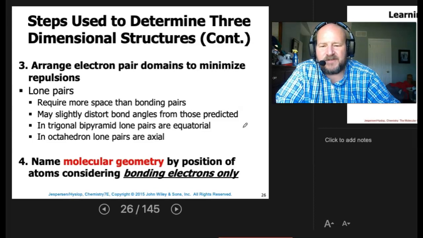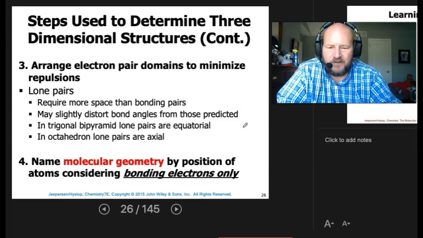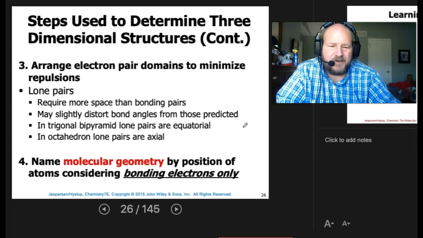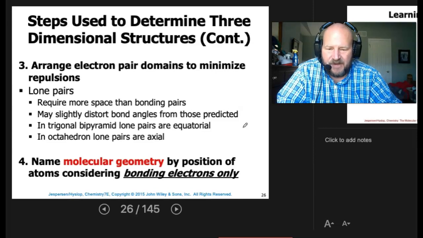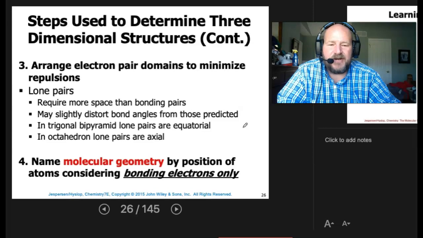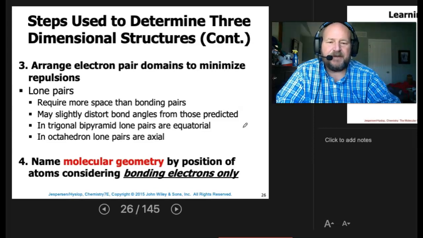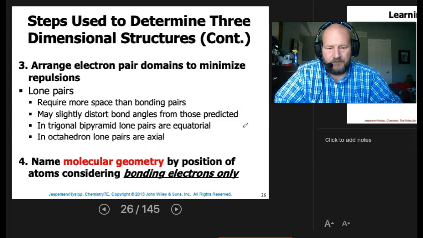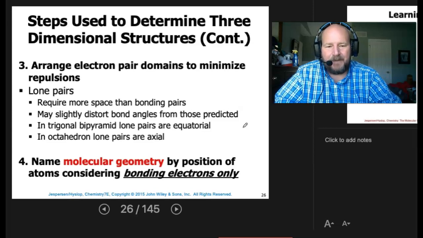Okay, so lone pairs, for instance, will require more space. They may slightly distort your angles. In trigonal bipyramidal, lone pairs are going to be equatorial first, then move to axial. In octahedron, the lone pairs are going to be axial, but we do that for the picture, not necessarily because of the chemistry. Okay, it's not going to matter. Now, we name the molecular geometry by position of atoms, considering only the bonding electrons. So your 5 basic shapes, it doesn't matter what type of domains, that's based on just the number of domains. But when you go into your more precise or more accurate naming, then you're going to be looking at just the bonding pairs.